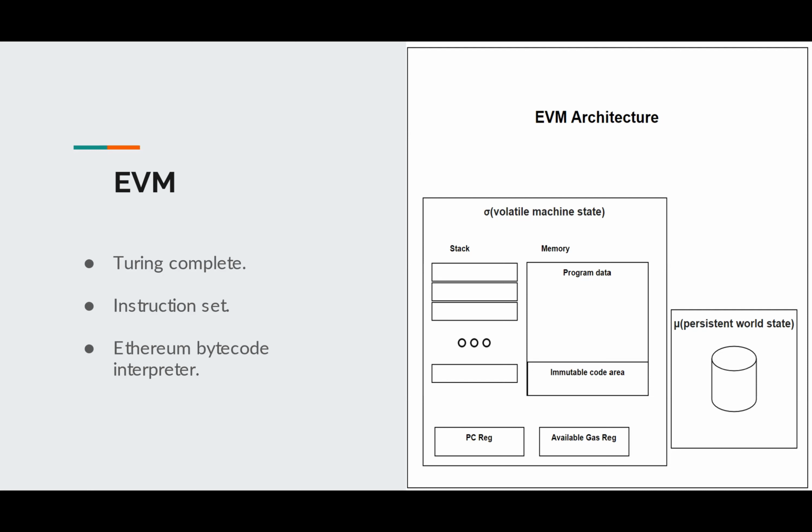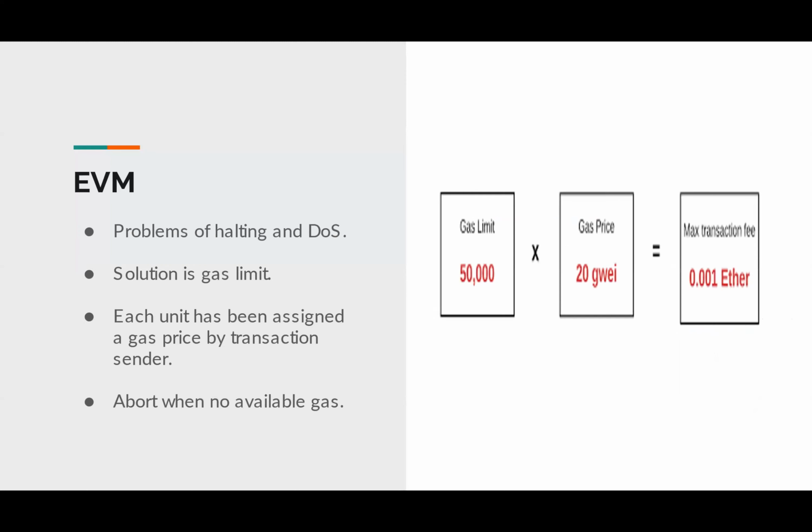Ethereum has a concept of gas. Each transaction is sent with a predetermined gas amount, which is set by the transaction sender, and the transaction sender also puts the gas price for a unit gas cost. Ethereum made this concept because they wanted to deal with the problems of halting and DOS attacks.